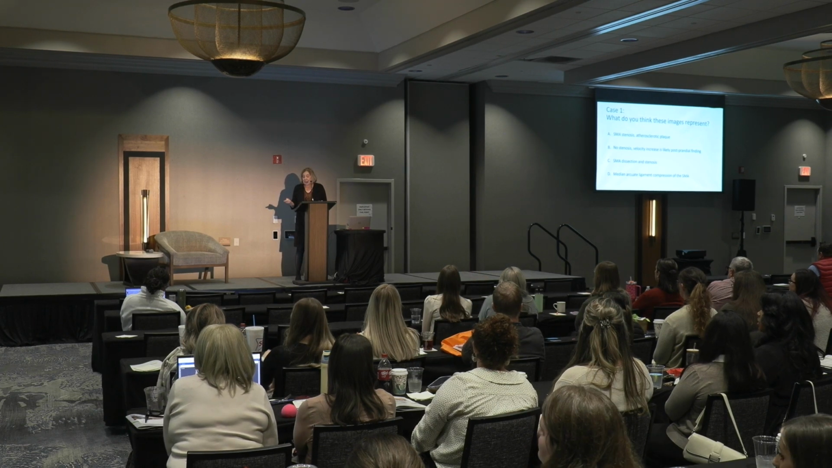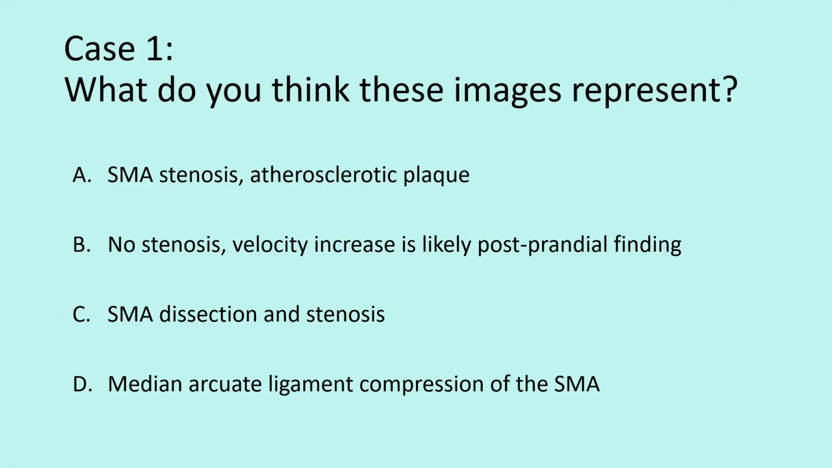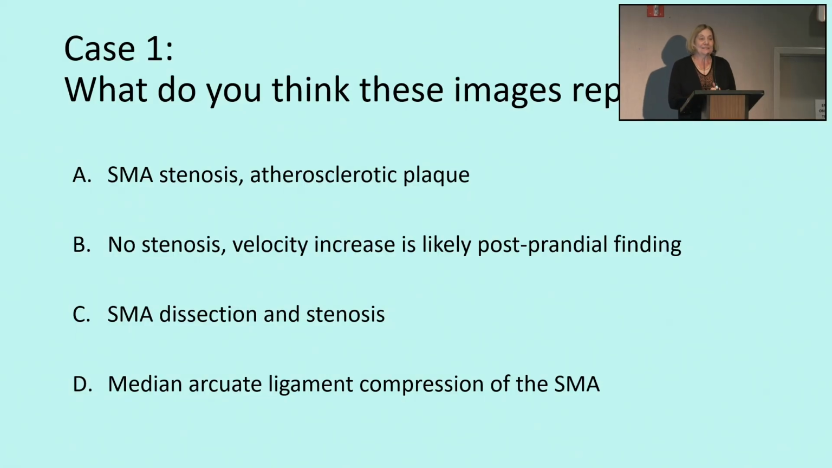Now, D can't be it, because does the median arcuate ligament, and possibly, Dr. Cuso could tell us, but it's the celiac you're worried about. It's not the SMA you're worried about. I don't know if there'd ever be an anomaly where you would have that. I don't know that I've ever seen anything or read anything about that. But the answer is that this is a dissection.